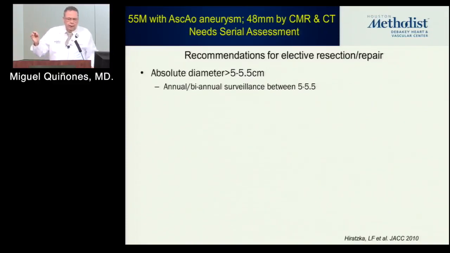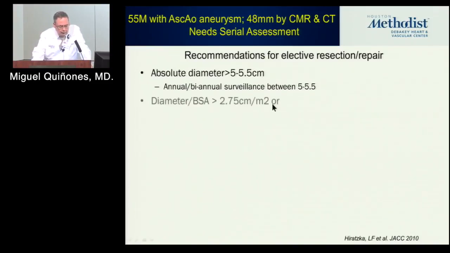I have a very nice African-American man now that I've been following for, God knows, about 8 or 9 years, and he's right at 5.4, close to 5.5, and hasn't blinked an eye in 8 or 9 years. So I'm not doing it every 6 months anymore. Initially, I did, until I figured out that he was very stable, and then I put him on an annual surveillance. So you have to make a judgment call in that regard.